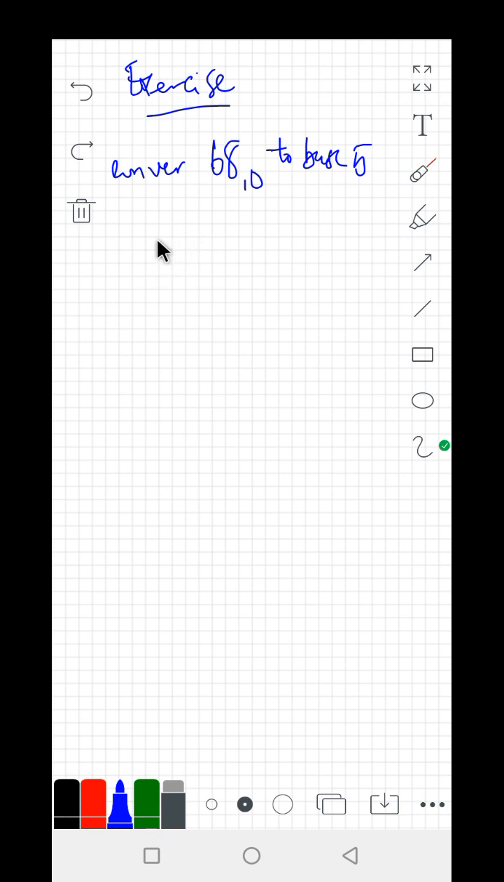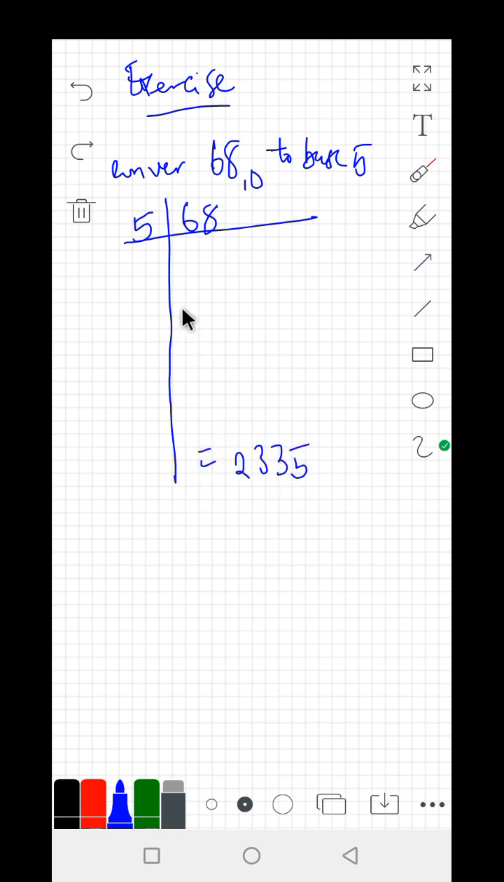If you do it, the first thing you do is to bring in your long division sign, and obviously 68 will be here and 5 will be here. When you divide down, you see that your answer should give you 233 base 5. Okay, same thing, let's look at that.